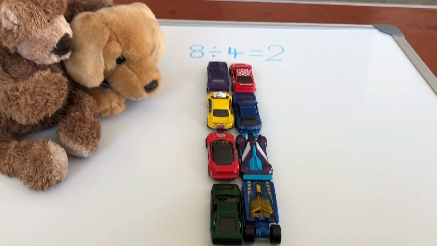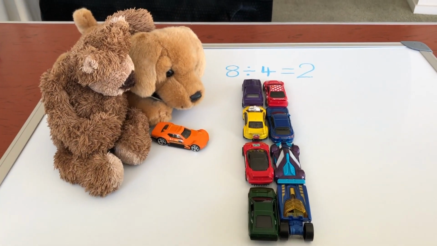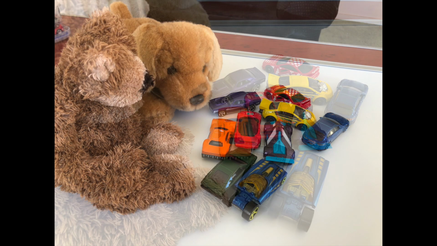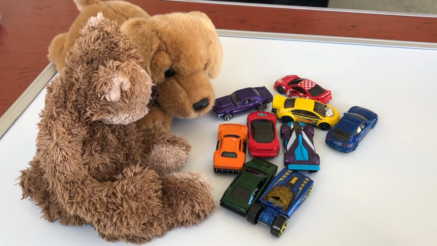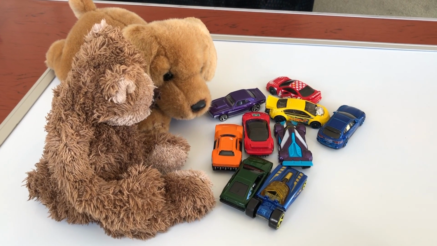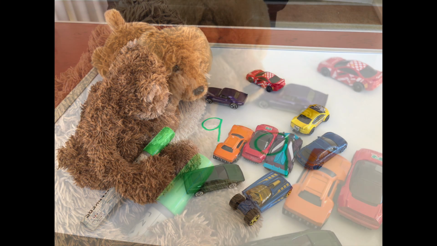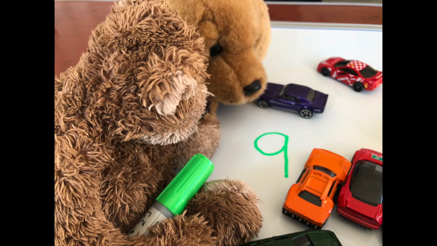What would happen, Monty, if we had 9 cars? That's a big problem for my puppy brain, Murphy. There's nothing wrong with your puppy brain, Monty. I know I can't share it into 4 equal groups, Murphy. You're right, Monty, because now there's 9 cars. And Murphy, 9 is an odd number, so I know it's never going to divide into 2 equal groups. Never. What about 3 equal groups?